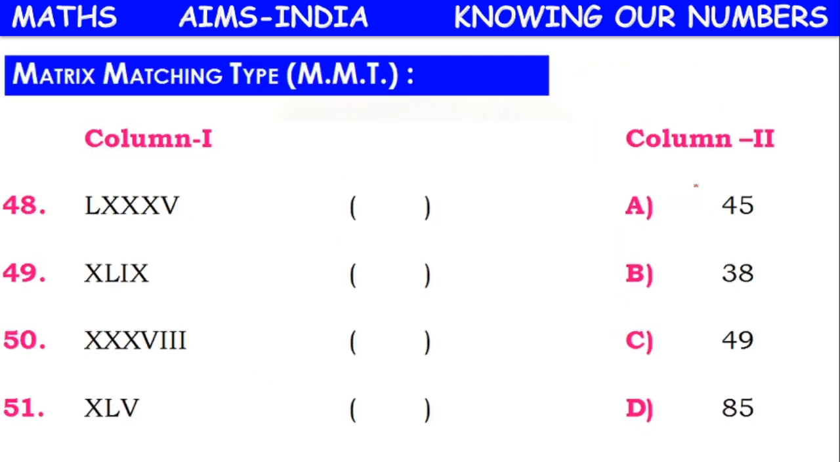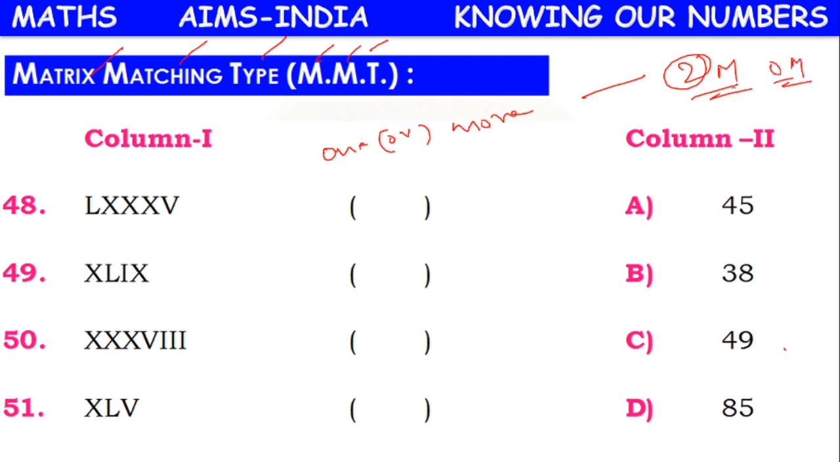So next, matrix matching type. Here also, children, matrix matching type, MMT. Each question can have one or more answers. If the total answer is correct, for each one you will get 2 marks. Otherwise, 0 marks. For incomplete answers or wrong answers, you will get 0 marks. So L, XXXV. L stands for 50. 50, 60, 70, 80, 85. So D option, 85, is the correct answer.